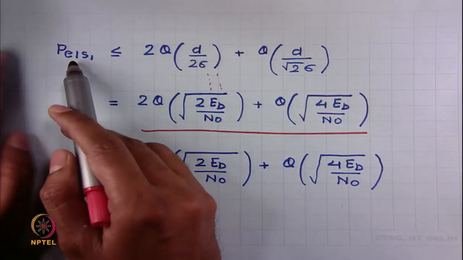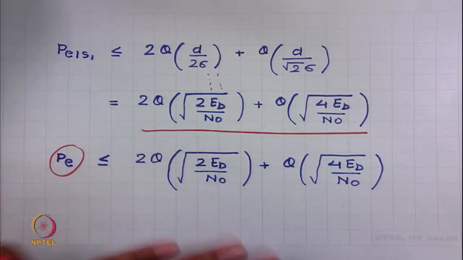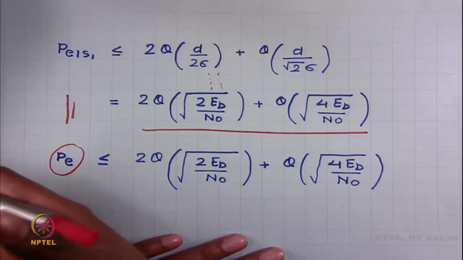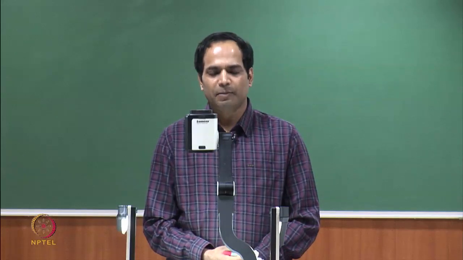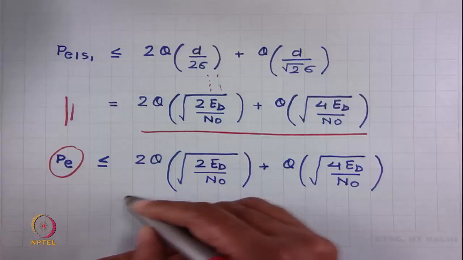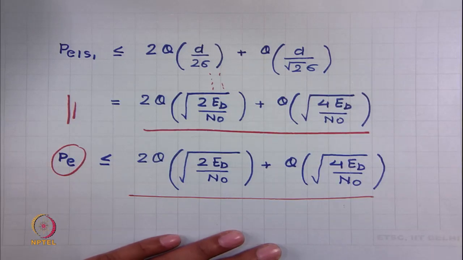So, this is the probability of error given S1, and how can I think about the average probability of error? This will be simply the probability of error given S1, because again we are interested in a regular constellation. So, the probability of error given S1 will be the same as the probability of error given S2, the same as given S3, the same as given S4, and thus the average probability of error will be the same as the probability of error given S1. So, we have got the upper bound for this probability of error by using the union bound.